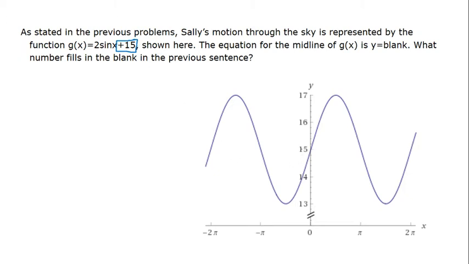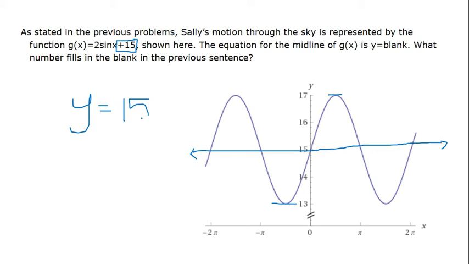From the graph, the way to figure it out is your middle point in between your highest and your lowest. So your highest is at 17, your lowest is at 13. So your midline here would be right here at 15. It's the one that cuts your sine or cosine function in half. So we would have y equals 15 is our midline. So the number that fills in that blank would be 15.